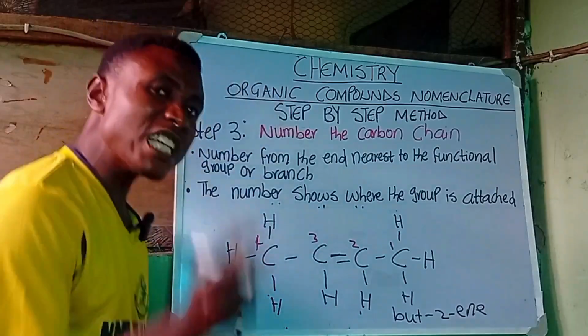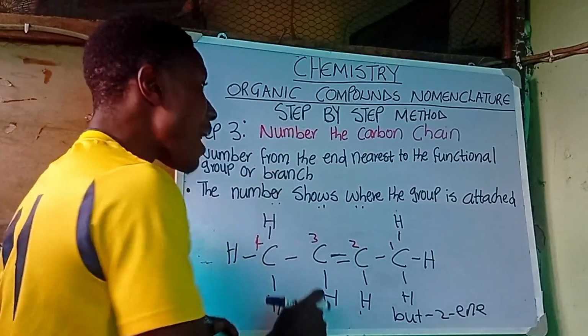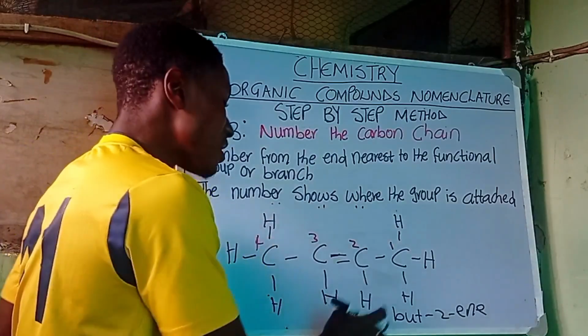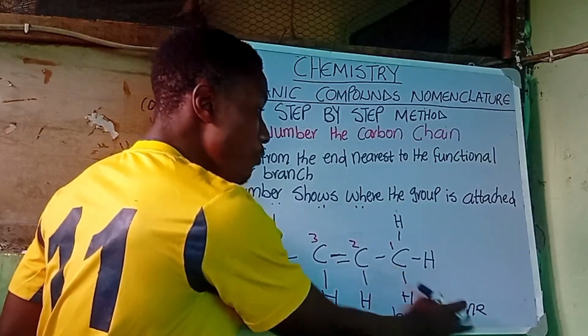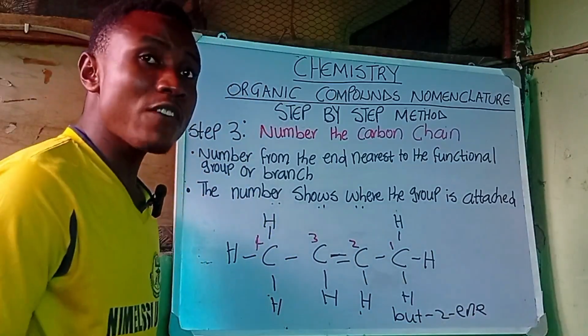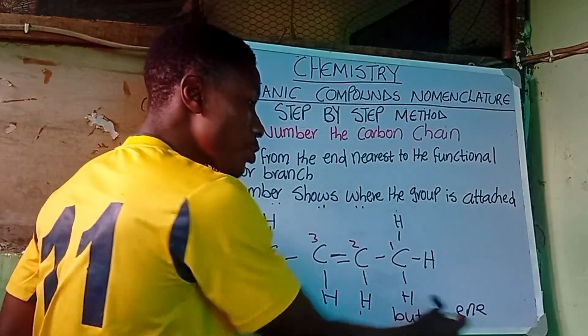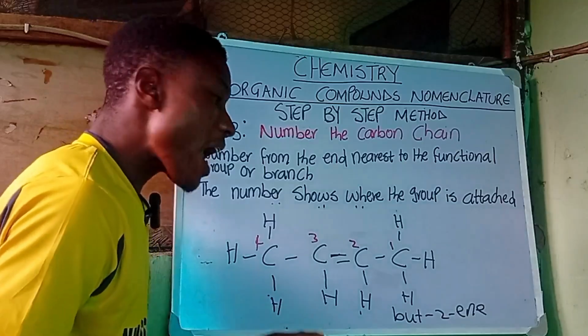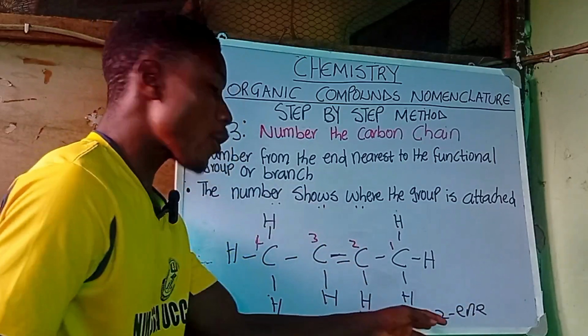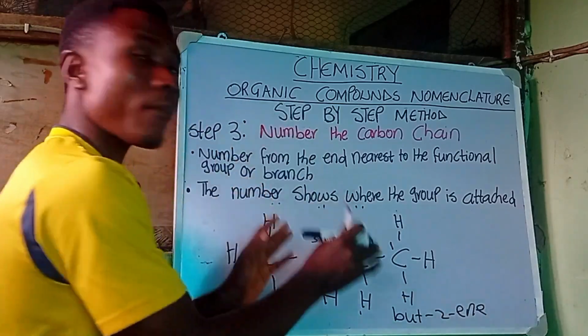It says number from the end that is nearest to the functional group or the branch, giving the functional group the least possible number, and the number shows where the group is attached. Even if you just give me the name butene and ask me to represent it structurally, the name has already told me I will find the functional group, the alkene, in carbon number 2. So this is step number 3.